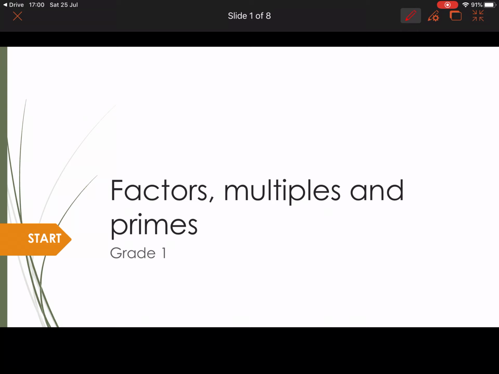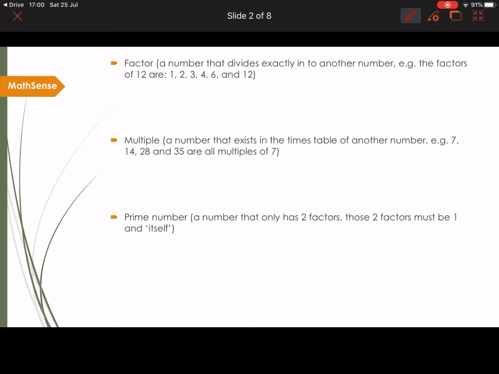Today we're going to be looking at factors, multiples and prime numbers. So a factor is a number that divides exactly into another number. For example, the factors of 12 are 1, 2, 3, 4, 6 and 12.